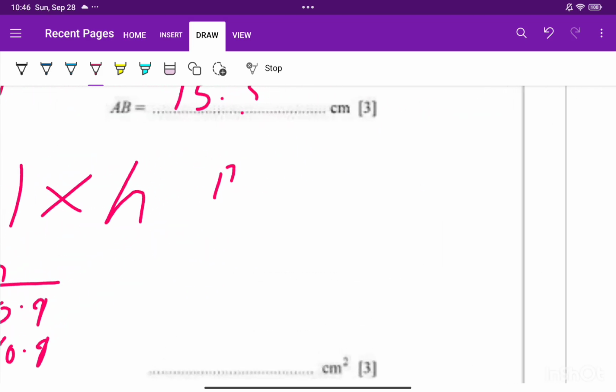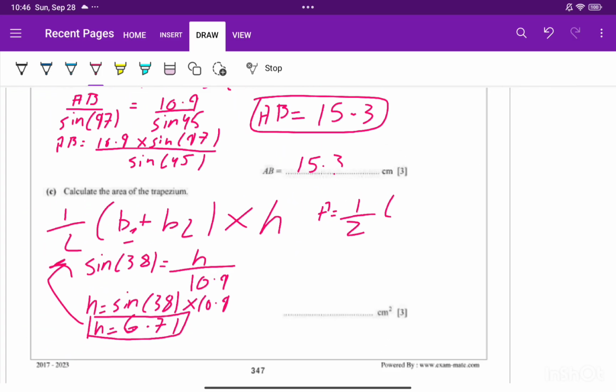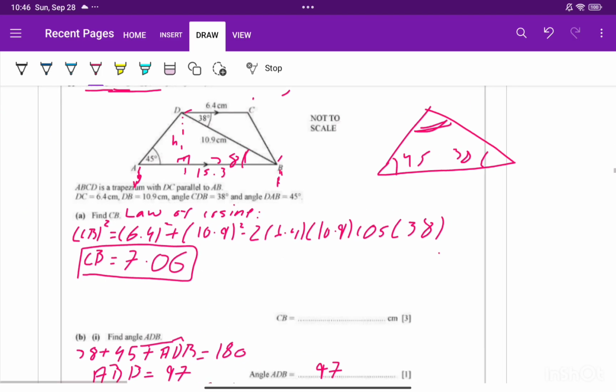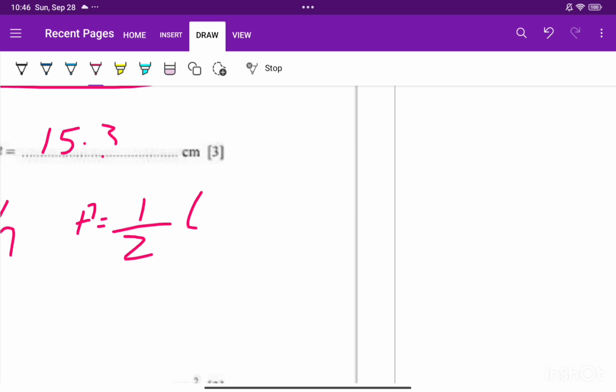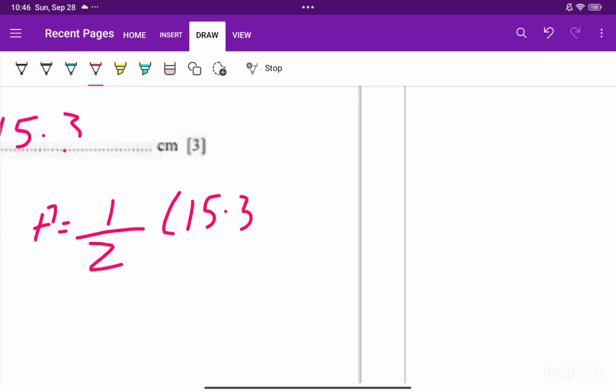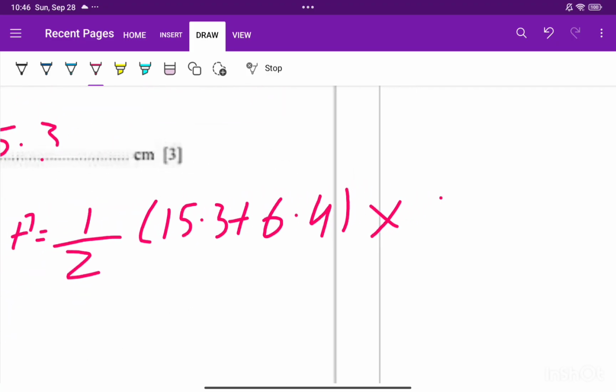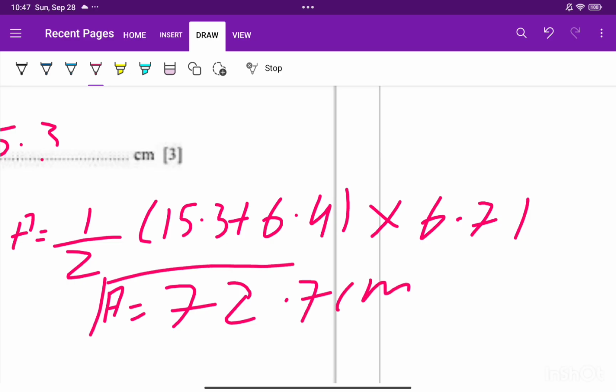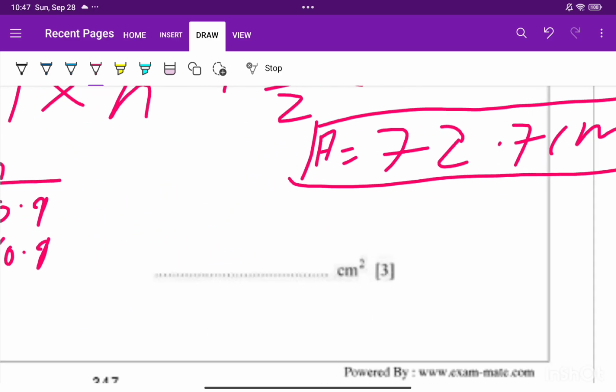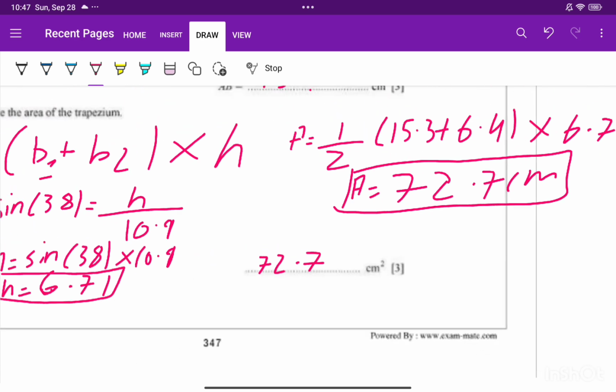Now we will put the height in this. The area formula of a trapezium is half the sum of the parallel lines, which are 15.3 and 6.4, multiplied by 6.71. So the area will be equal to 70. Wait a minute, let me do this again in the calculator. 72.7 centimeters squared. This is our answer.